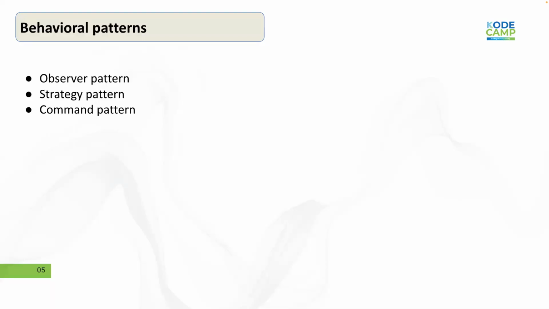And the second on the behavioral patterns is the strategy pattern. The intent behind the strategy pattern is defining a family of algorithms. You encapsulate each one and make them interchangeable at runtime. The problem it intends to solve is that you have multiple ways to perform a task and you want to choose the algorithm dynamically.